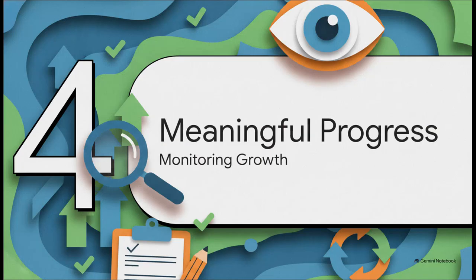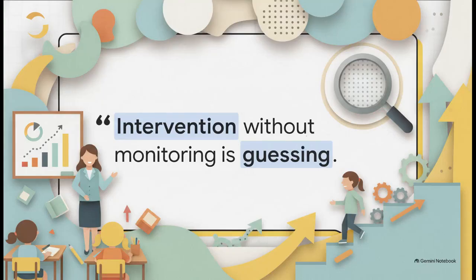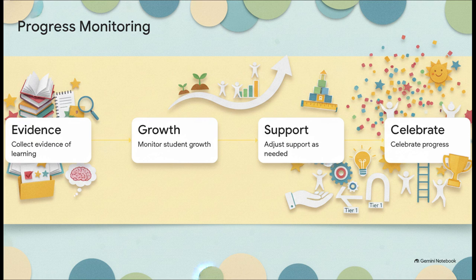All right. Section 4, monitoring for meaningful progress. Okay, so you've aligned your curriculum, you've made the mindset shift, and your tiers are all set up. But this whole operation relies on one massive thing: constant observant feedback. As the saying goes, intervention without monitoring is guessing, and that is so true. Progress monitoring is literally the only way to know if our support is actually working. If we toss a student into a Tier 2 small group but we aren't tracking their data, we are flying blind. Simple as that.